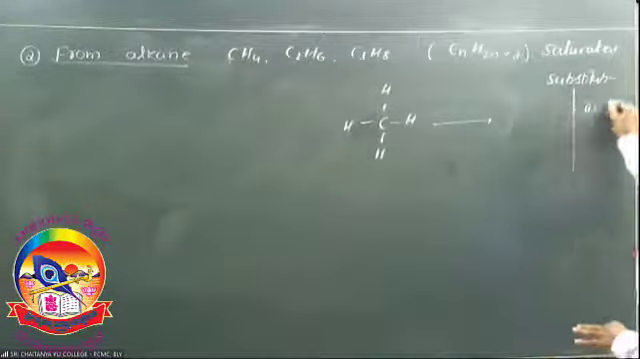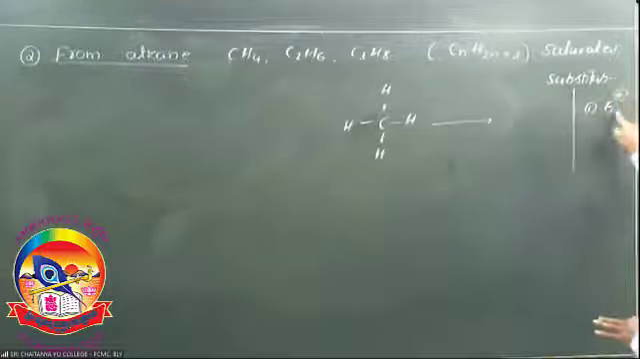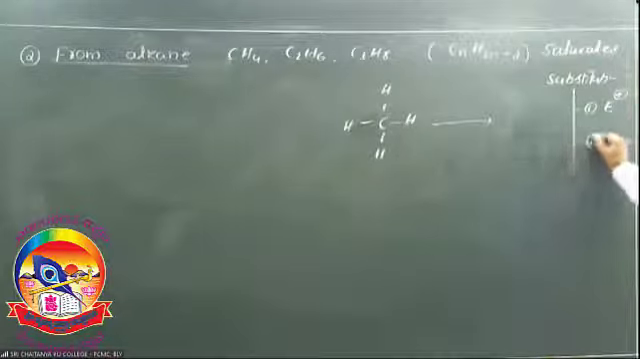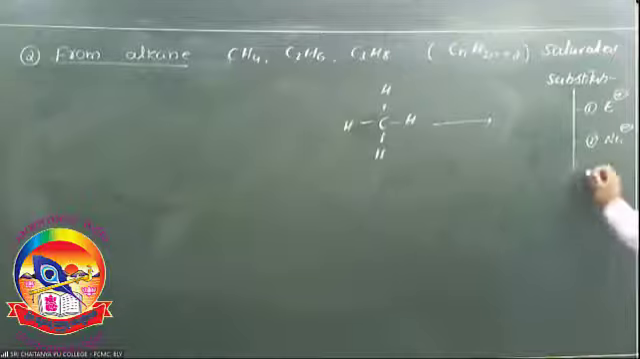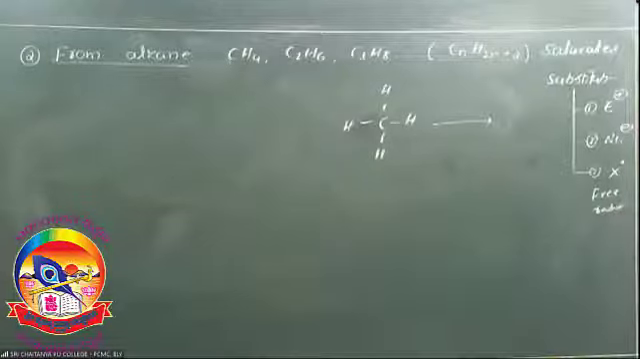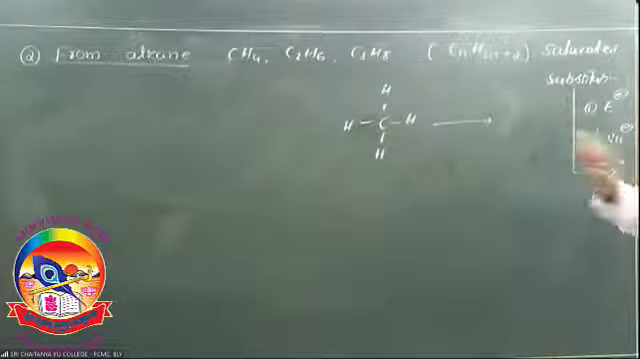First is the electrophilic substitution, meaning a cation is substituted. Nucleophilic substitution means an anion is substituted. Next, free radical substitution. A free radical contains an unpaired electron, so it is called free radical substitution. So substitution reactions are of three types.